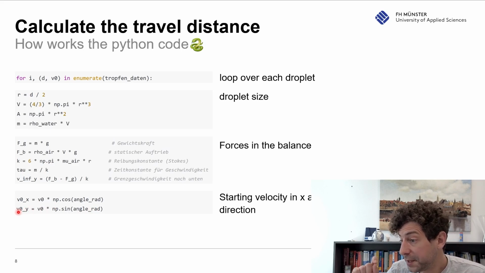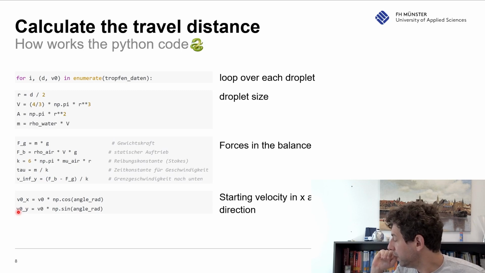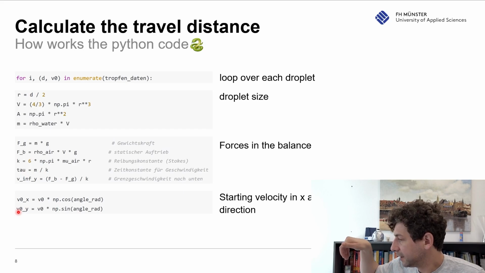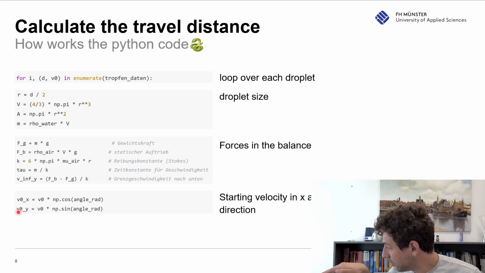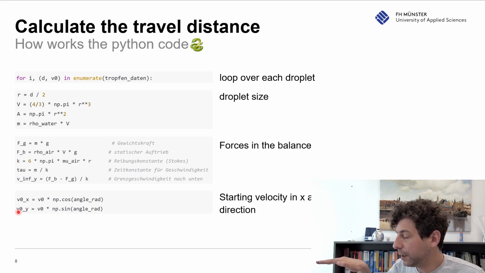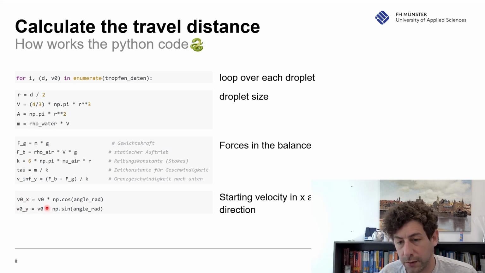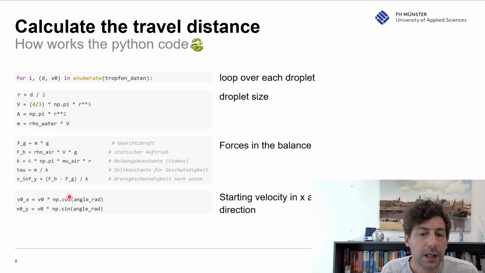So for the first time step, the droplet only has an x component, so it only goes horizontal and doesn't have any component down. But then the gravity starts to act and changes the direction, so we get an angle, and with the angle we get a decreasing x and an increasing y velocity. So that's already a lot, but we are not done with the loop.